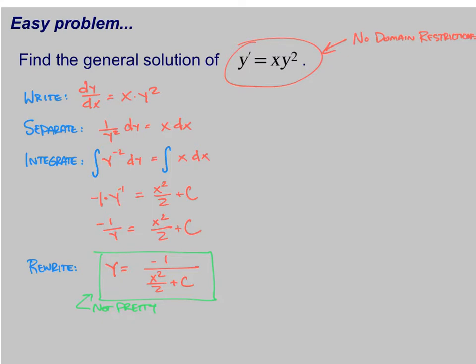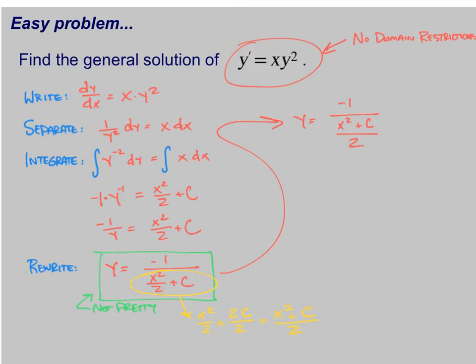So let's go ahead over here and take a look at rewriting that again. This denominator might be a little bit confusing for some of you, so let's explain where that came from. Let's take a look at what's going on in the denominator down here. I have x squared over 2 plus some constant. Well, I can write that constant as 2 times c over 2. And that gives me x squared plus some new constant over 2.